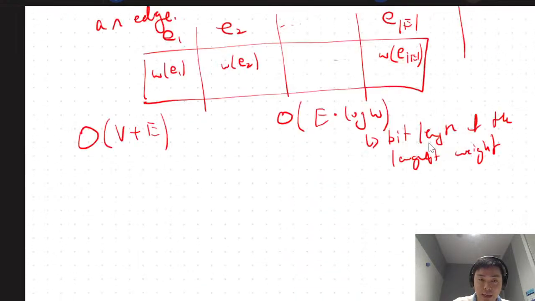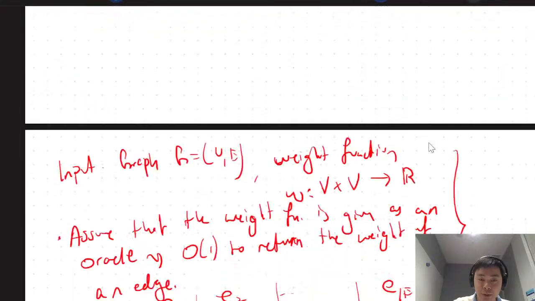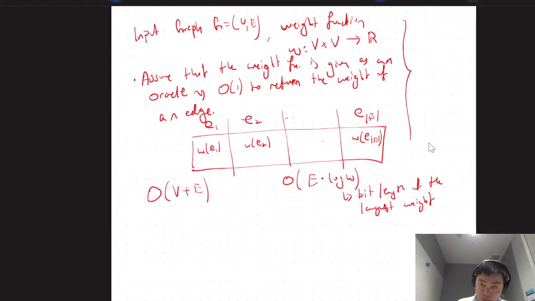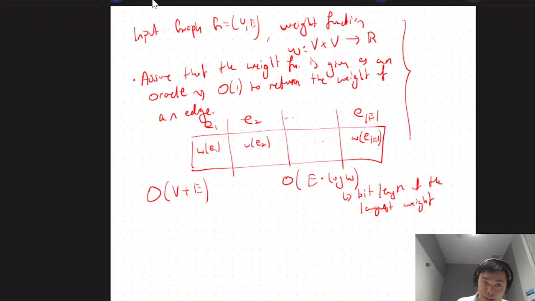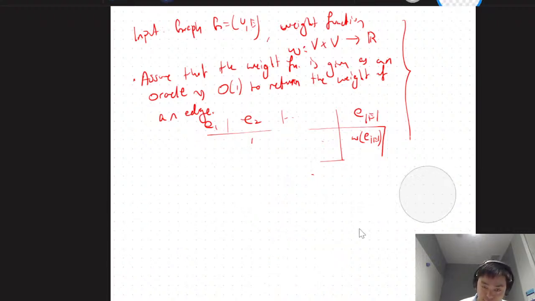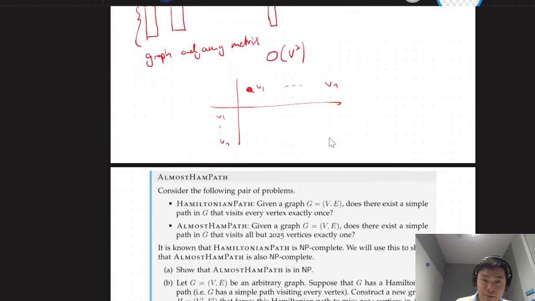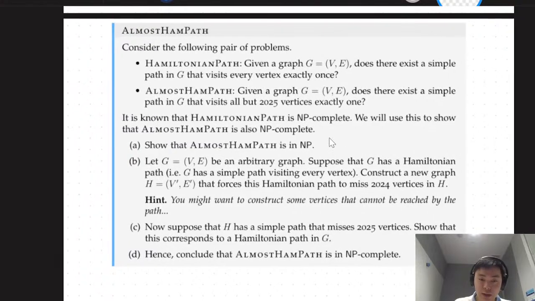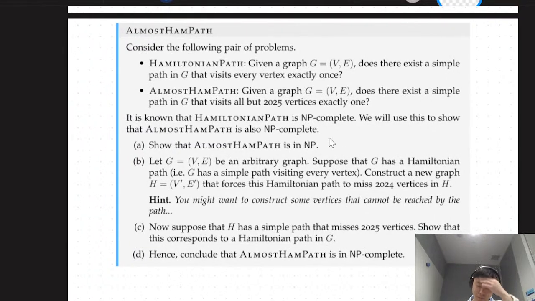Cool. Alrighty. Now we will actually cover some of the NP completeness proofs. So let me just erase this so I have space. Okay. So now we're going to cover some proofs where we actually do NP complete proofs. The first problem is something called almost Hamiltonian path.